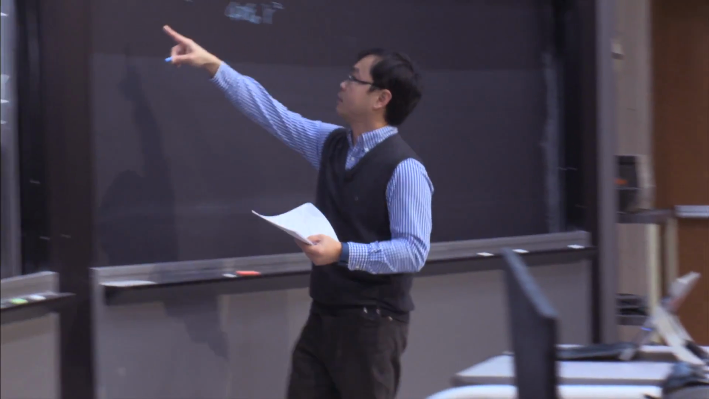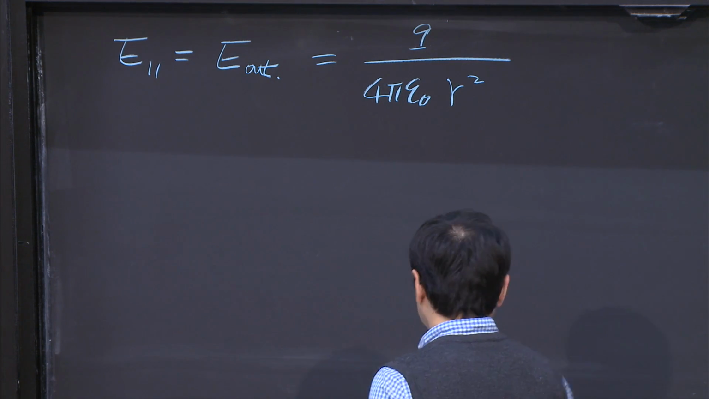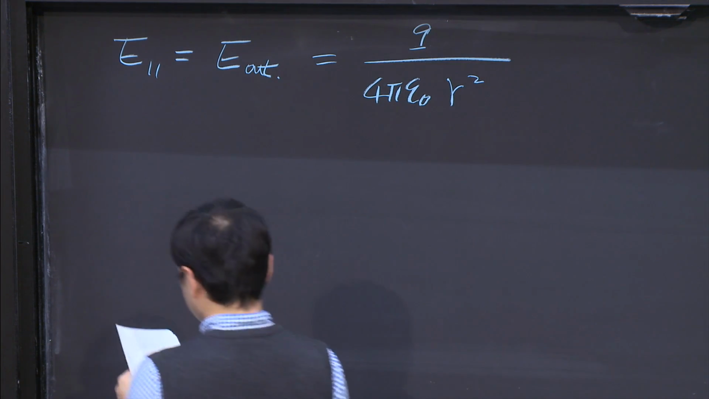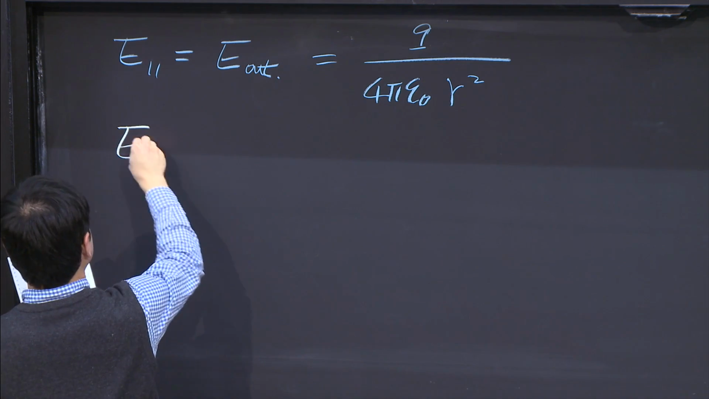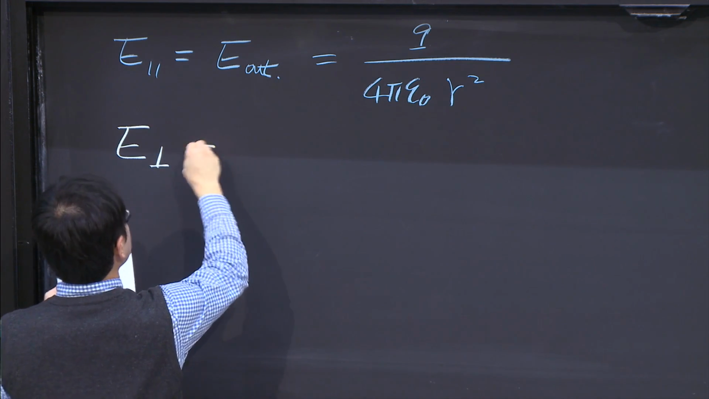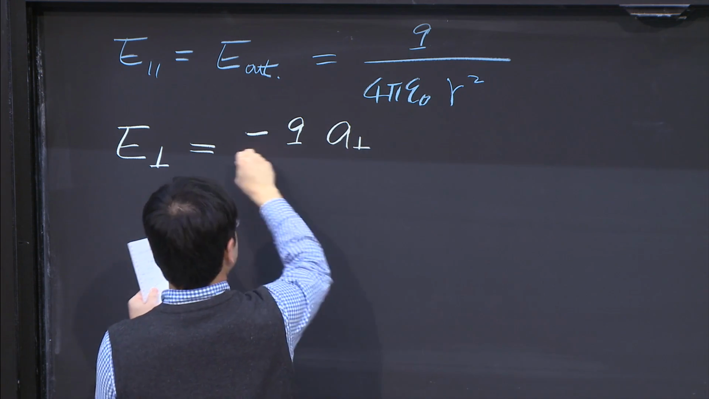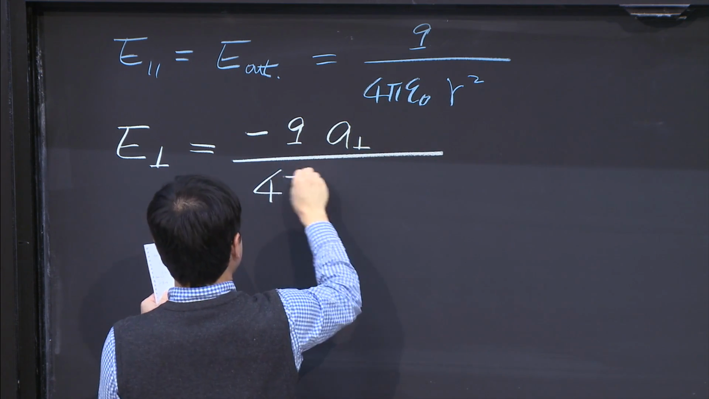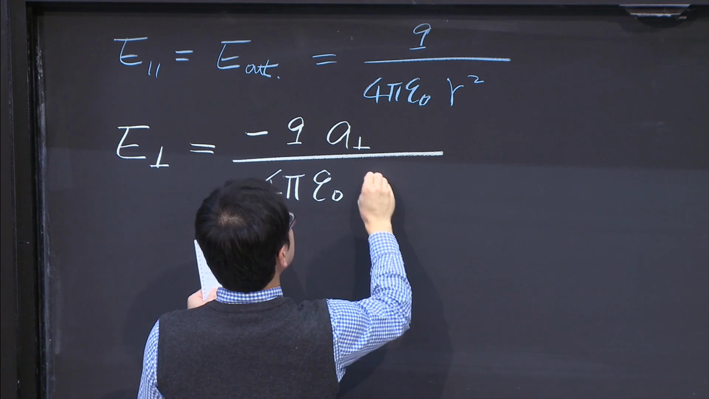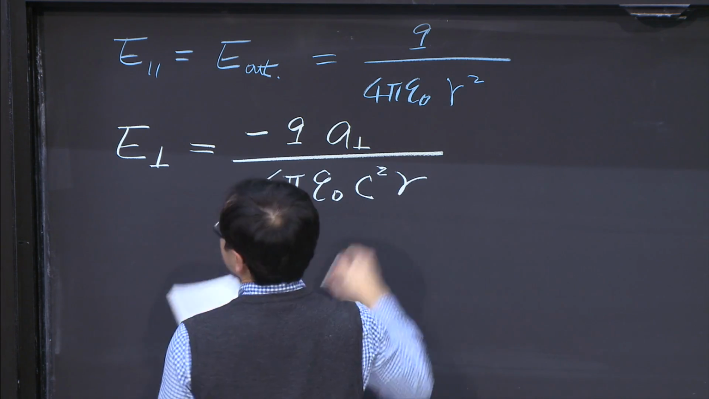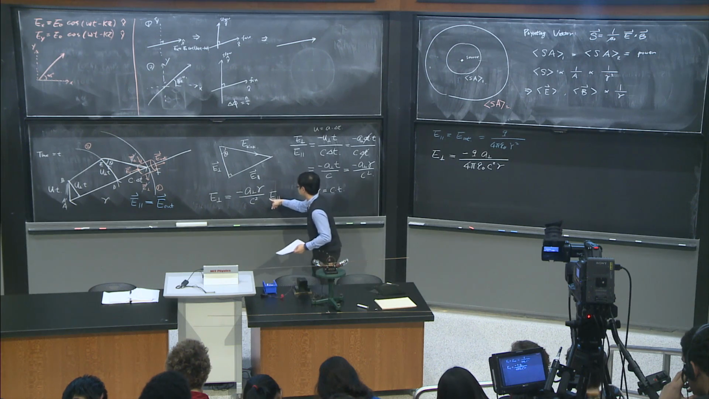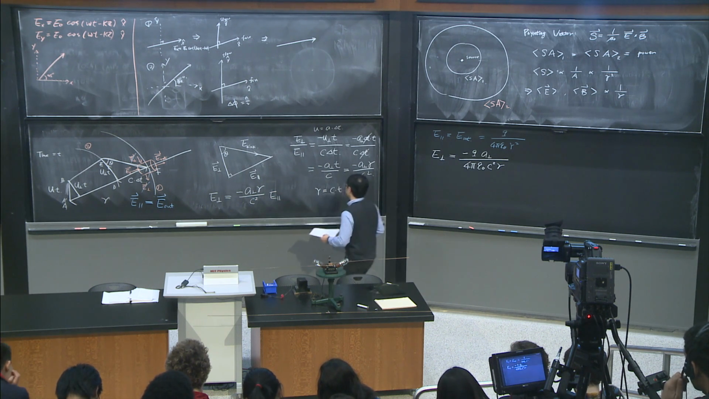So therefore, I have the information of E parallel. Therefore, I can now conclude what E perp will be. The E perp will be equal to minus q a perp divided by 4 pi epsilon 0 c squared r. Because this is just minus a perp r divided by c squared times E parallel.